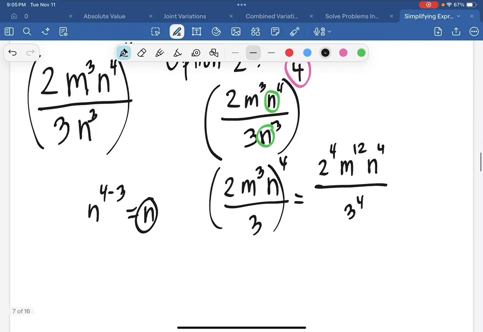So same thing as earlier's answer. So we get to have 2 raised to 4 is 16. m raised to 12. n raised to 4, and 3 raised to 4 is 81. And that's it for today.